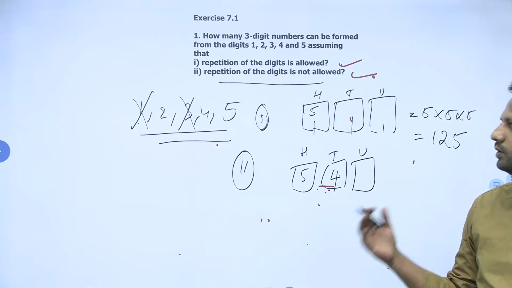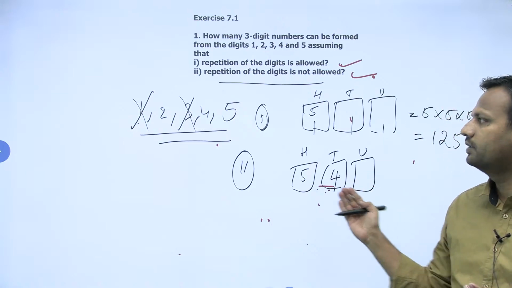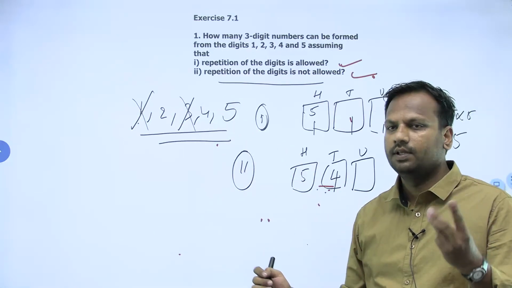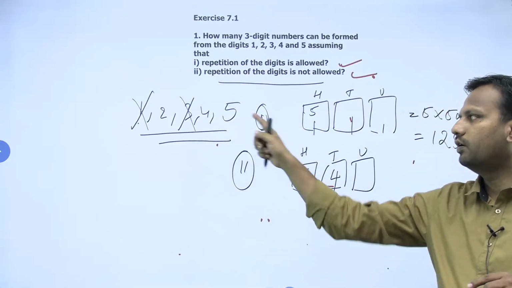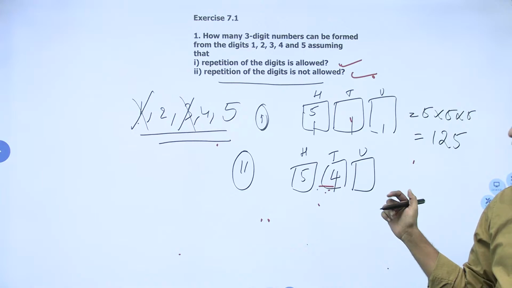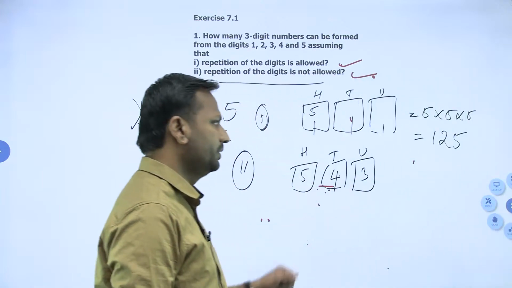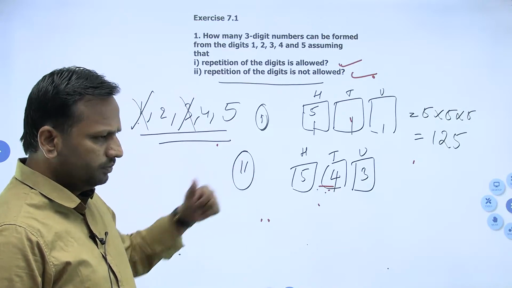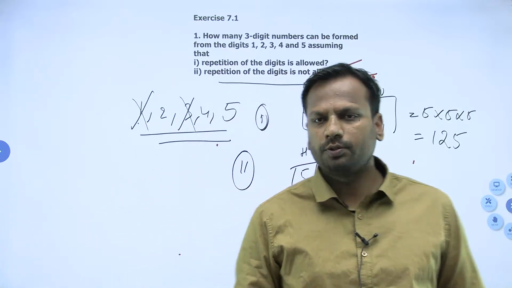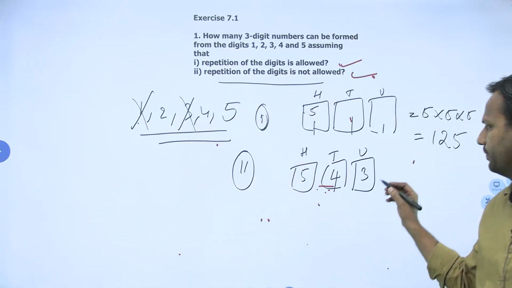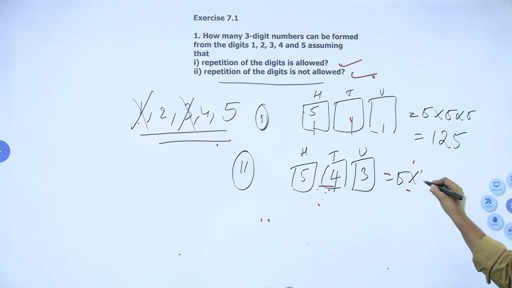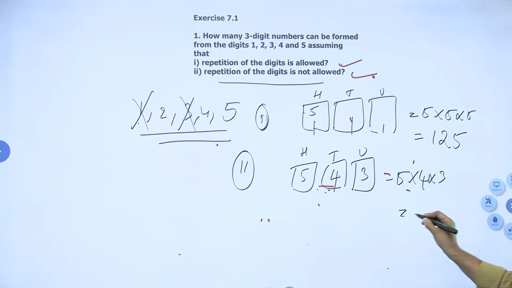Got it now? So in how many ways can you fill the units place? Remaining elements are how many? 3. Either you can fill 2 or 4 or 5 in the units place. So in how many ways can you fill the third vacant place now? That is 3 ways. So again, by the multiplication rule, you should multiply 5 into 4 into 3, right? 5 into 4 into 3, that is 5 4s are 20, 20 3s are 60 ways.